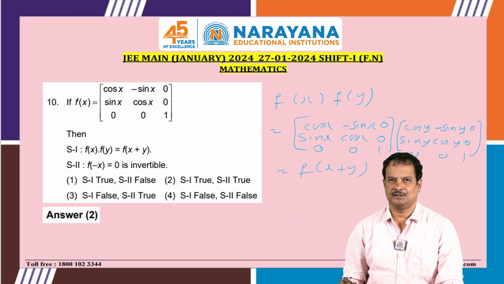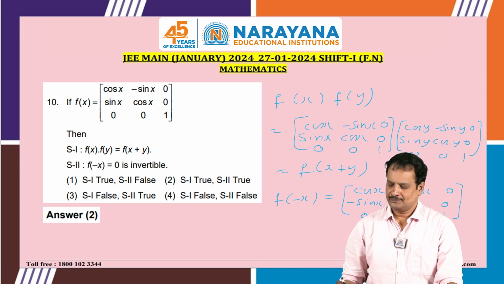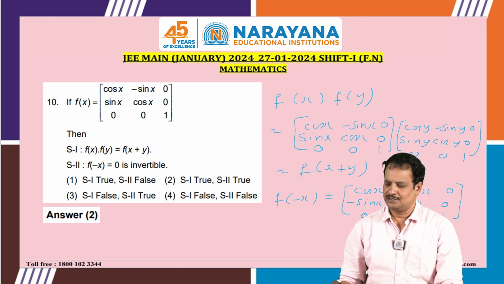Similarly, is f of minus x invertible or not? What is f of minus x? A matrix is invertible only when it is non-singular. Okay, so in this case, let's take f of minus x. Then cos minus x is cos x only. Minus of sin minus x is plus sin x. Next 0. Sin minus x is minus sin x. And cos minus x is cos x. This is 0. Next one 0, 0, 1. Now it's very clear. If you find the determinant of this one, it's 1 into cos square x plus sin square x.